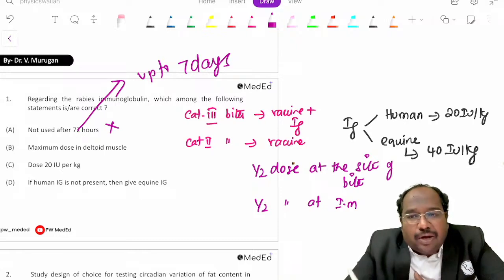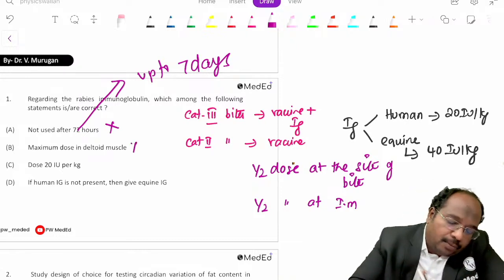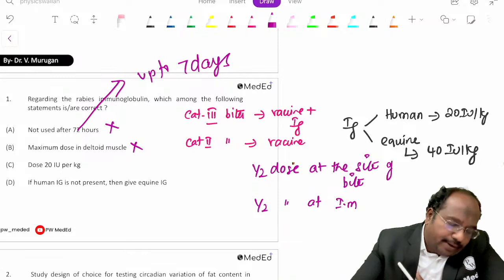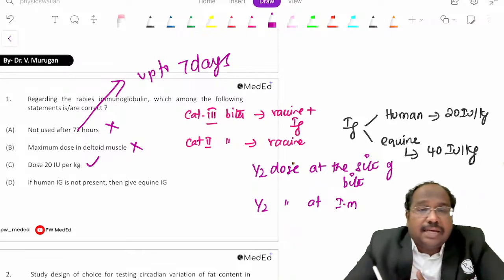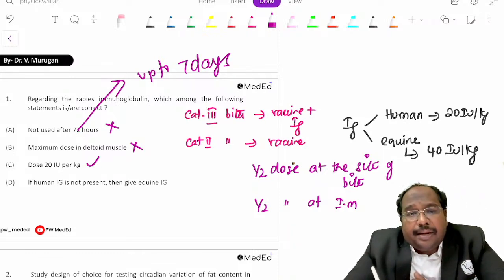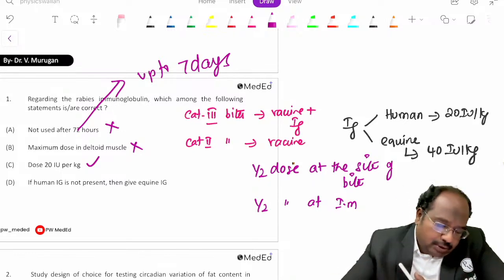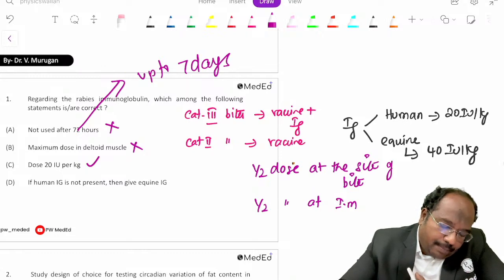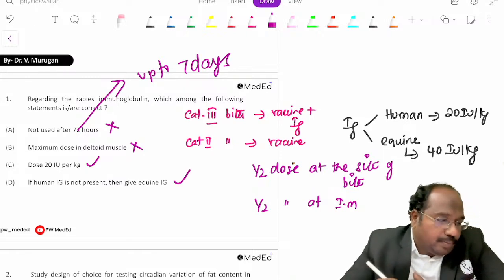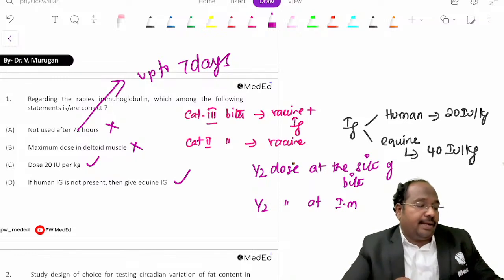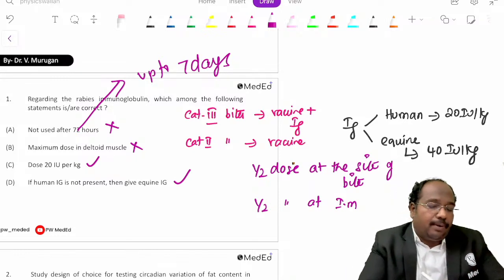Maximum dose in the deltoid area? No, you have to provide the maximum at the site of the bite. Dose 20 international units per kg is a right statement, and that is human immunoglobulin. Equine means 40. If there is no human immunoglobulin, then you can give equine immunoglobulin. So both options are right here; it is a multiple-option question.